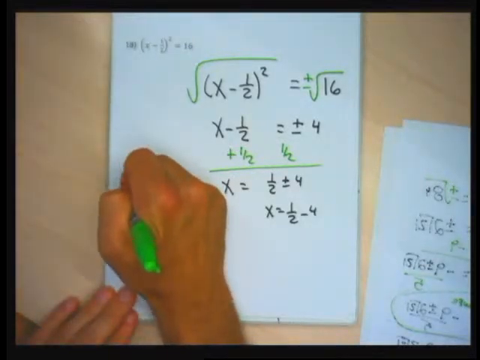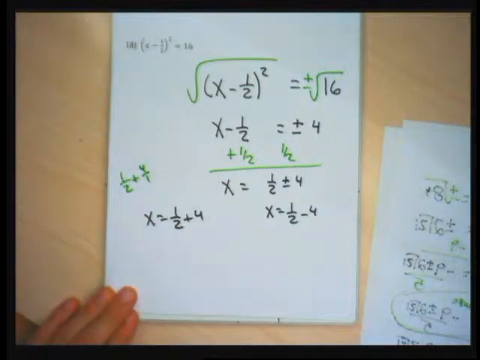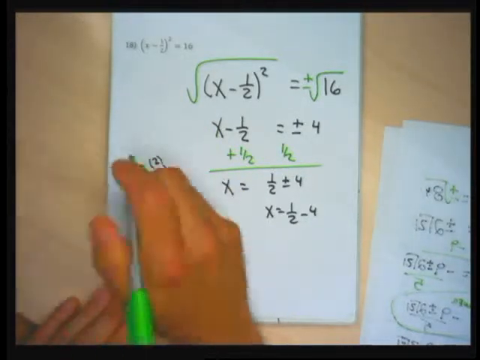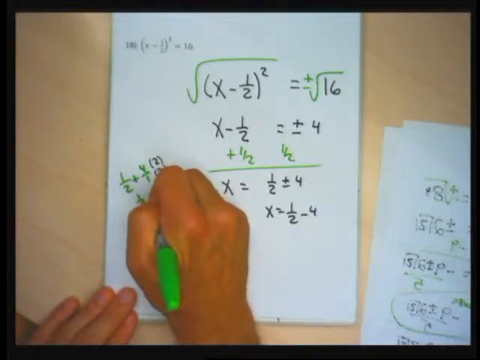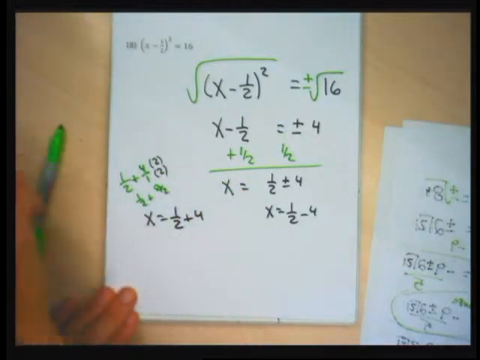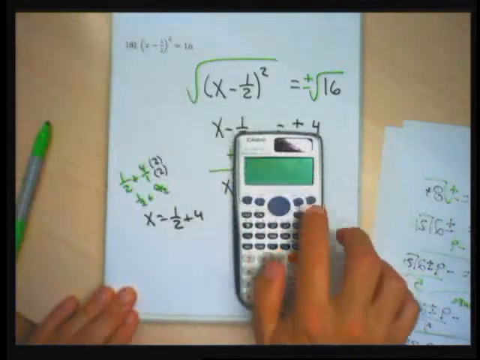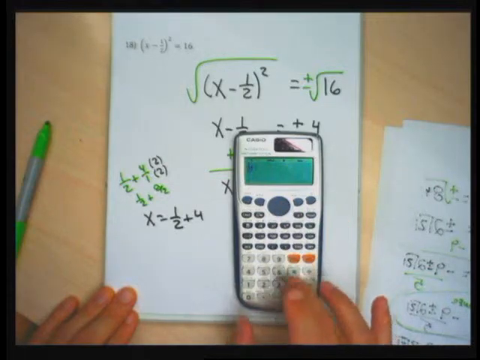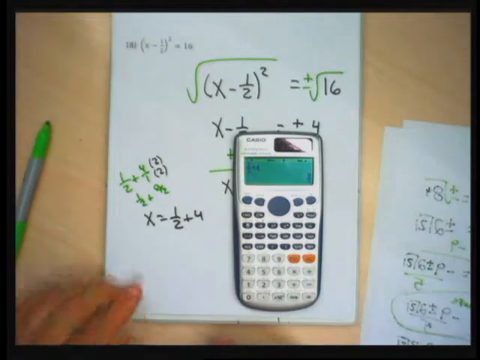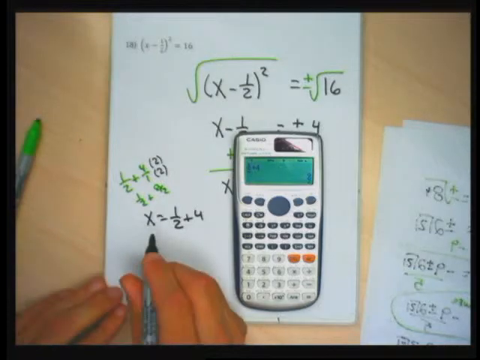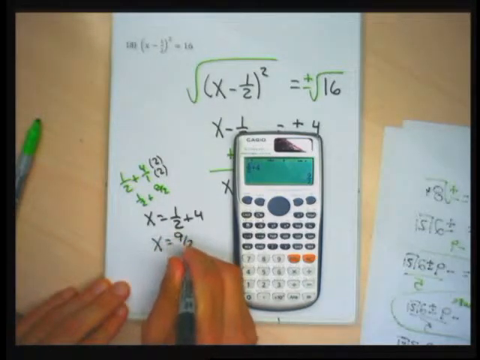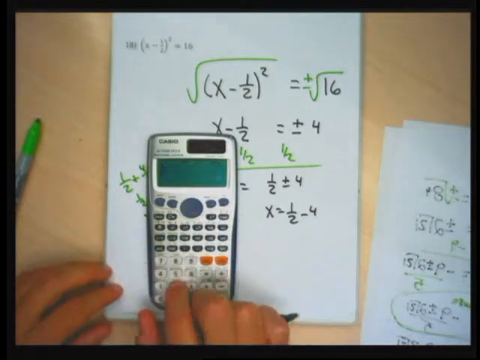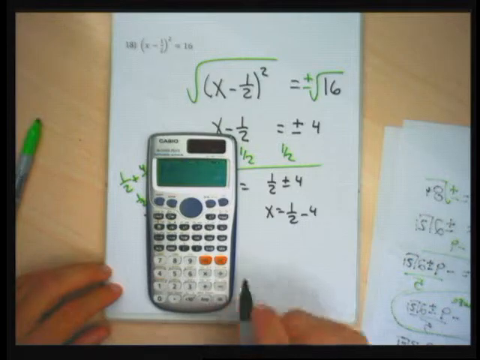To do 1/2 plus 4, I'd write the 4 as 4 over 1. I'd multiply it by 2 over 2 and make it 1/2 plus 8/2. This side's going to come out to be 9/2. My calculator makes it way easier, so I'm going to go fraction 1/2 plus 4, and my calculator gives me 9/2 that I could have gotten by hand. And then the other, 1/2 minus 4, again, I could do it by hand, but I make more mistakes by hand than I do pressing buttons.